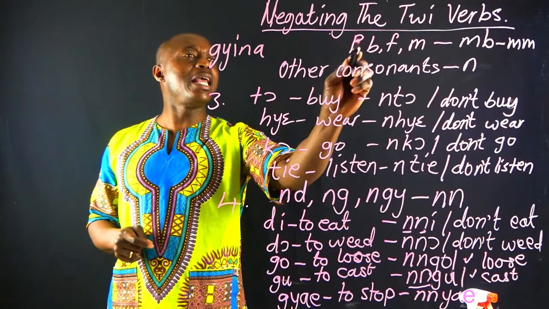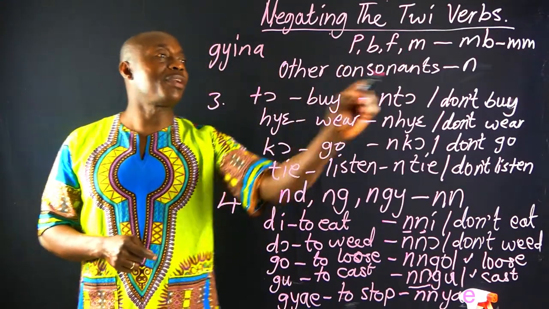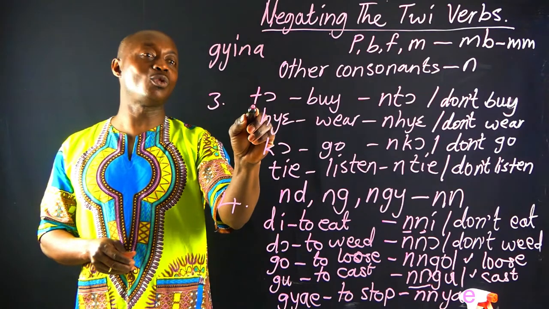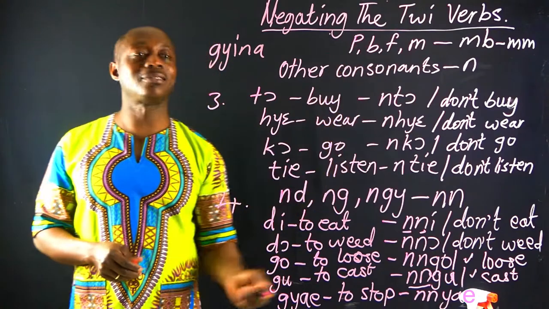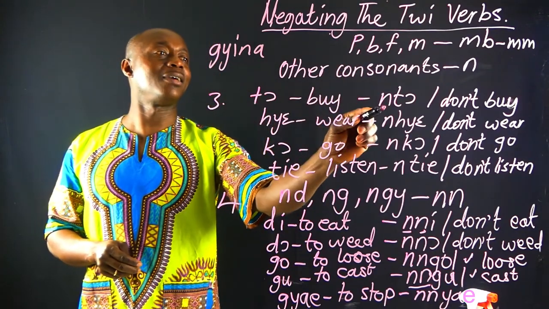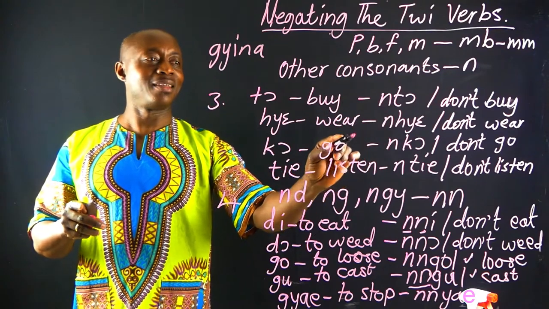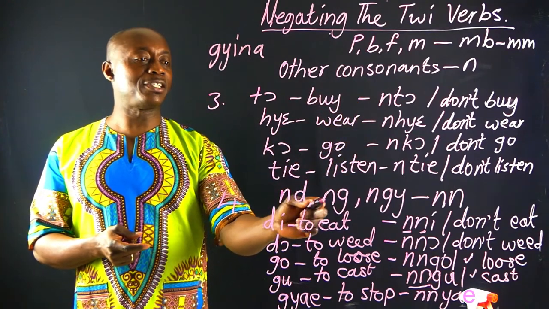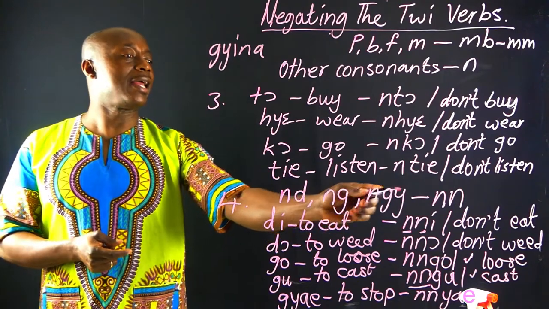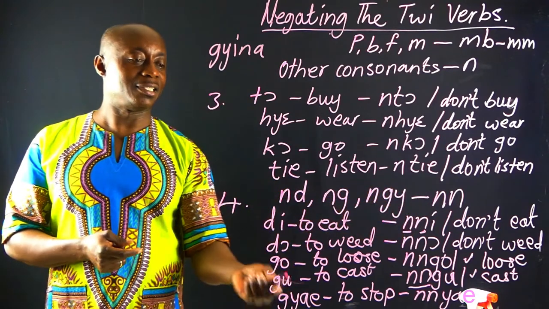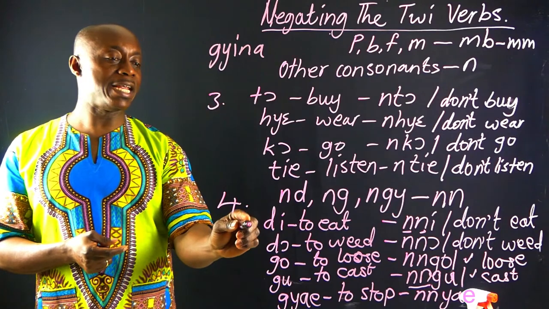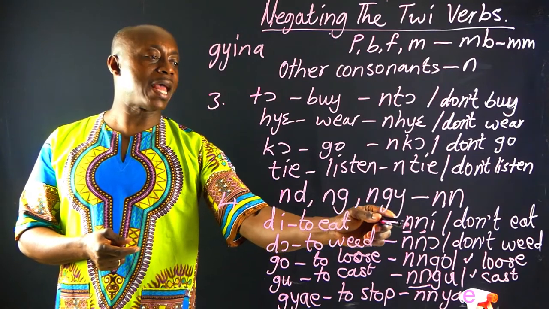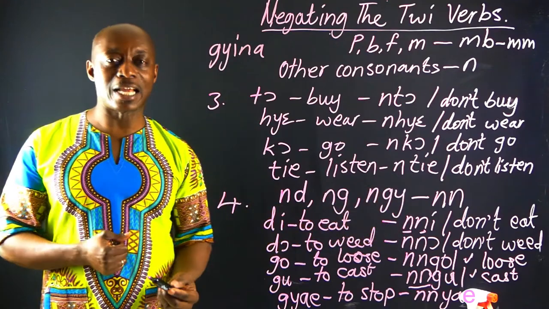Okay, it does not begin with any of these consonants. Then preface it with n. And that is the third rule. So if you have a verb which begins with t, which is not among these consonants, then you have to preface it with n. And it will become nto. However, if by placing n before a verb, you will get any of these combinations, nd, ng, ngy, then double the n, just as we have done here. Here, if we place n here, it will be nd. So in order to get the negative verb, we wrote nn. And we had the negative form.